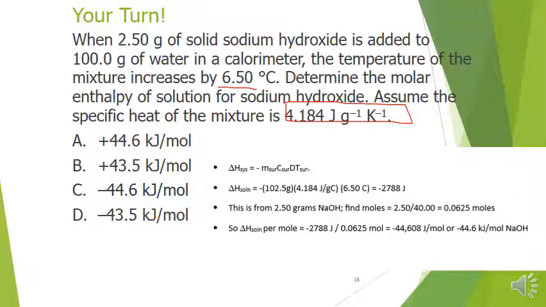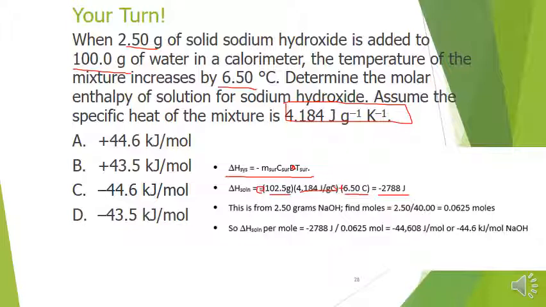All right, so here's our formula from the previous slide. It should be a delta. Okay, so the heat of solution. The mass of the solution is the mass of the water plus the mass of the sodium hydroxide, times the heat capacity, times the change in temperature. We should really put a plus sign in front of this, and remember, there's a negative sign here. When we do that, we come up with negative 2,788 joules.